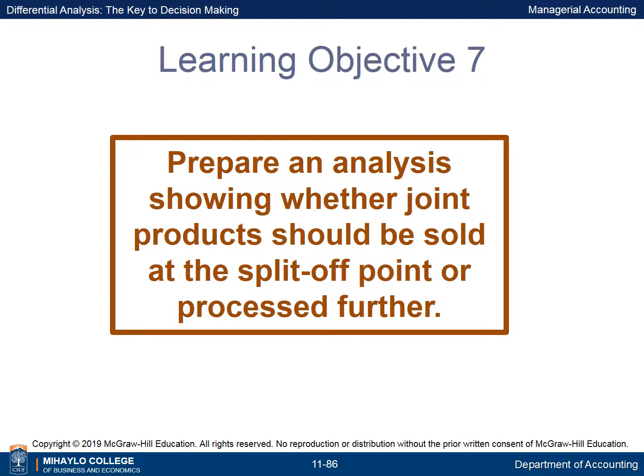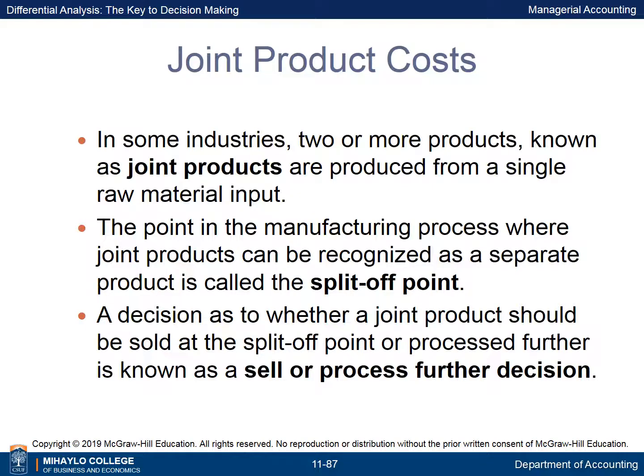Learning Objective 7 is to prepare an analysis showing whether joint products should be sold at the split-off point or processed further. In some industries, 2 or more products, known as joint products, are produced from a single raw material input. The point in the manufacturing process where joint products can be recognized as a separate product is called the split-off point. A decision as to whether a joint product should be sold at the split-off point or processed further is known as a sell or process further decision.